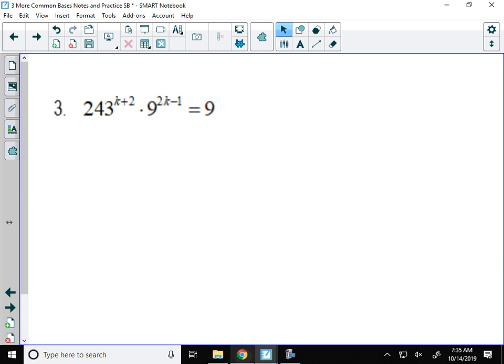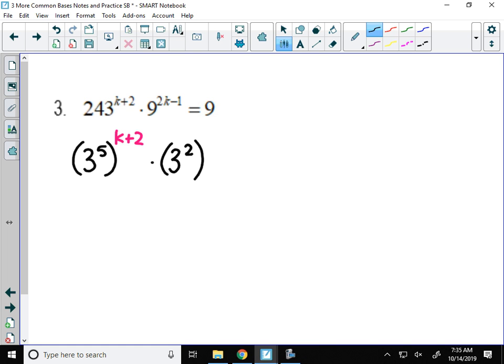So let's rewrite. I'm going to rewrite 243 as 3 to the 5th. Now that exponent of k plus 2 does not change, it stays the same. 9 is 3 squared, so I'm going to rewrite the 9 as 3 squared, and the exponent of 2k minus 1 stays the same. And I have to rewrite the 9 on the right side to be 3 squared. Now I have bases of 3 for everything, so I'm going to use my exponent rule to simplify. The first one I'm going to use is power to a power.